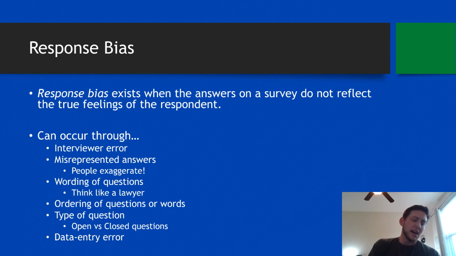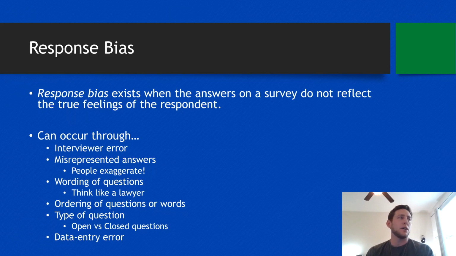Now, interestingly enough, just like you can have non-response bias where individuals choose not to respond, thereby leaving out their opinion, which might be important, you could also get response bias. Response bias exists when the answers on a survey do not reflect the true feelings of the respondent. This can occur in a lot of ways. It can occur through interviewer error, me screwing up the question. It could occur through misrepresented answers.